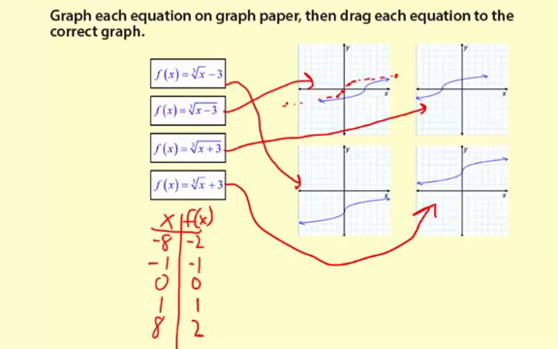Okay, so if you know your translations and you can graph the parent function, this whole situation is pretty straightforward. And if you have any further questions on translations or the parent function, please send a message to your teacher.